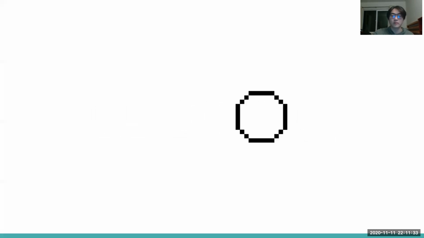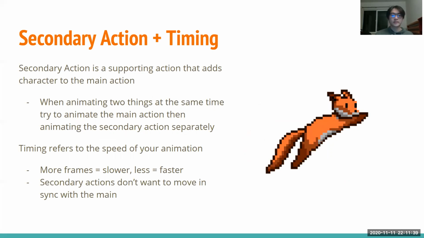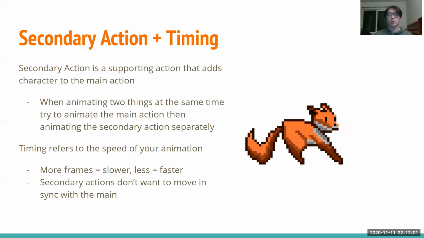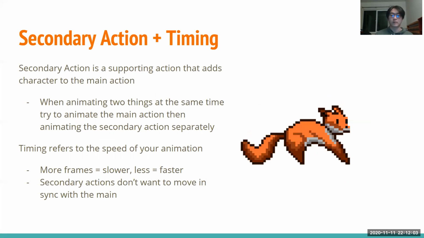But generally, the acceleration will feel much smoother in the eyes of a viewer. Now, next is secondary action timing. I mentioned secondary action before, and this is talking a little more about secondary action overlapping with the primary action. So when you're animating two things at the same time, you want to animate the primary action first in order to get a center motion, and have anything that will respond to that center motion afterwards and layer them on top.